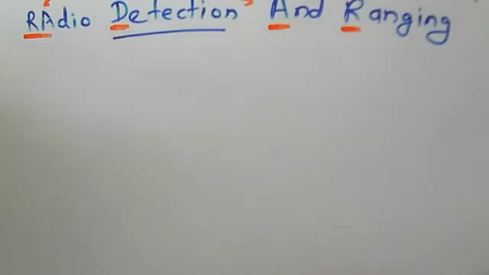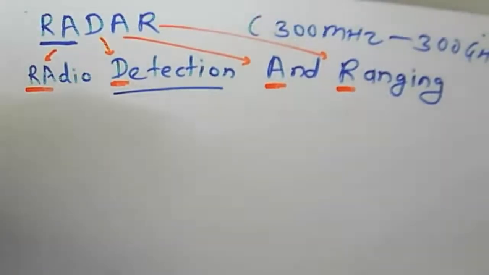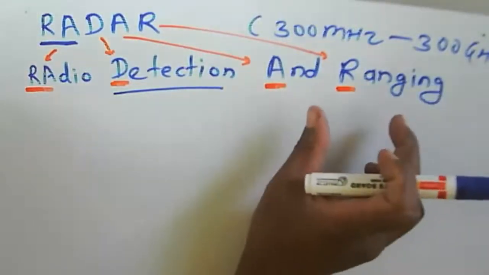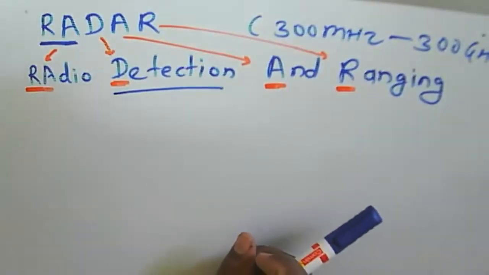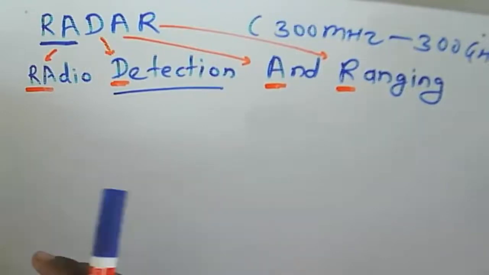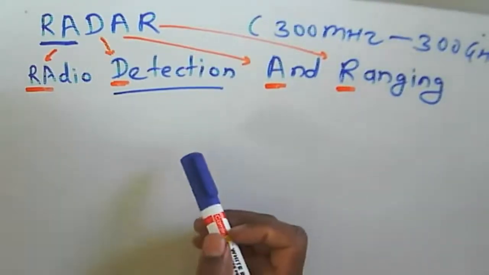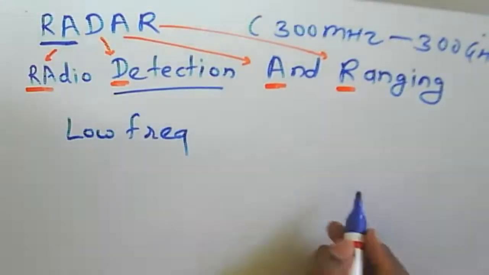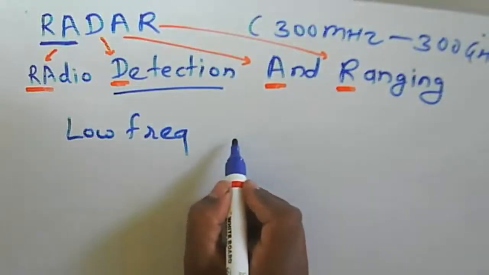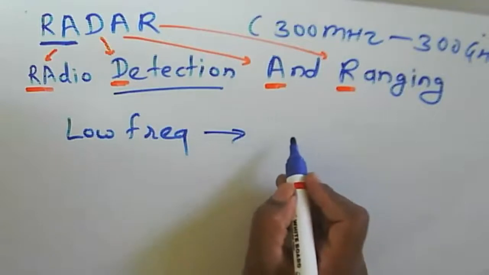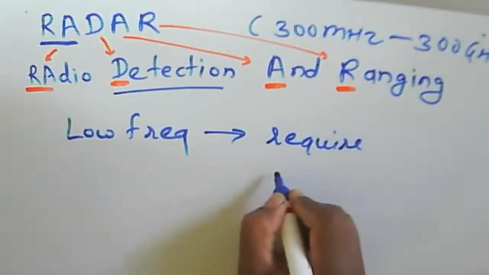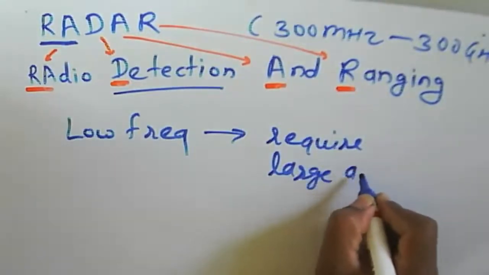And we have learned about various bands of frequency, from 300 MHz to 3 gigahertz. But there are limitations of this band of frequencies. So what are those limitations? If we are using a low frequency signal, then what happens? Then what is the requirement? Then we require a large antenna.